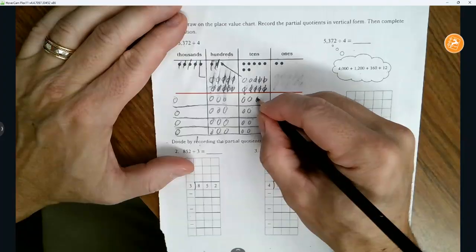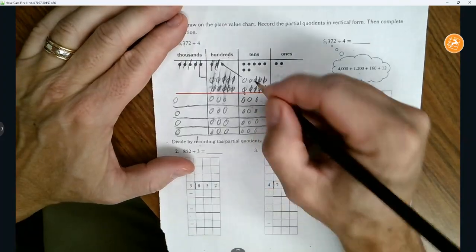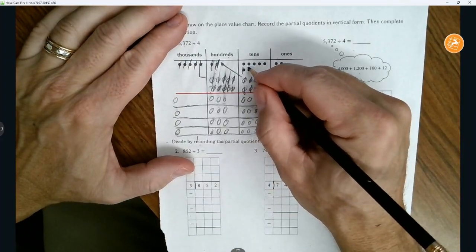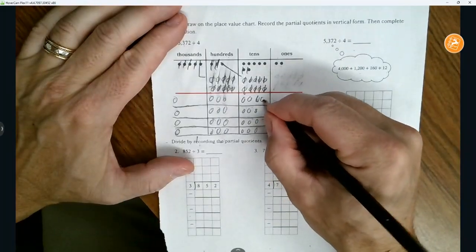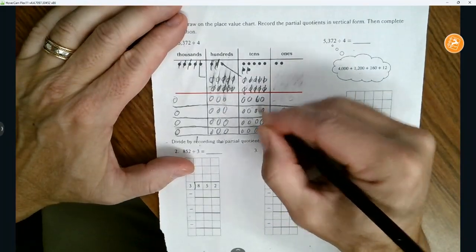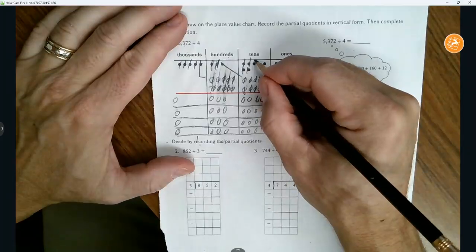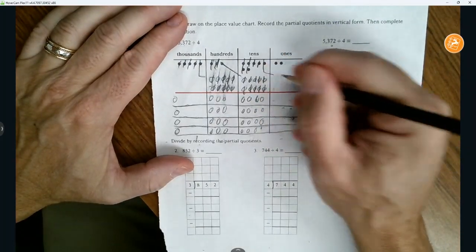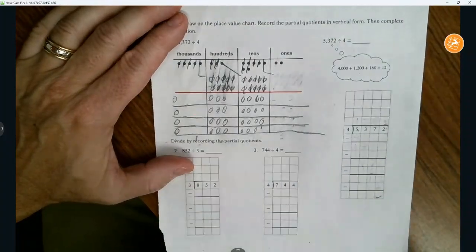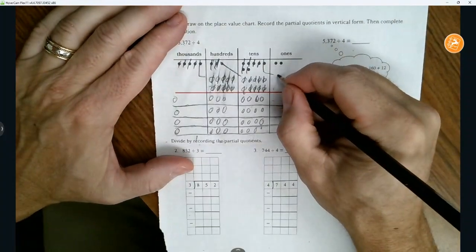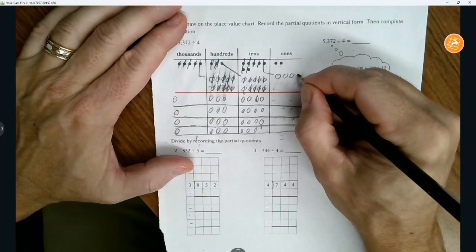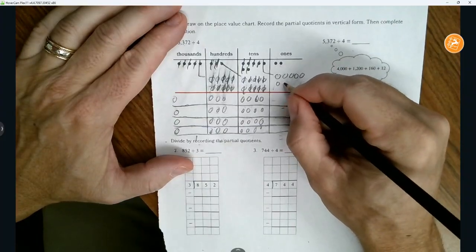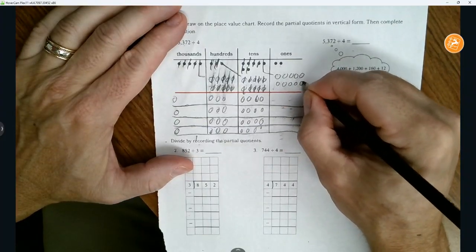All right, we have 4 more. 1, 2, 3, 4. And we have 4 more. 1, 2, 3, 4. All right, that's our 4 there. We have 1 left. We have to take 1 and blow it up. All right, so we got to bring 10 over. 1, 2, 3, 4, 5, 6, 7, 8, 9, 10.